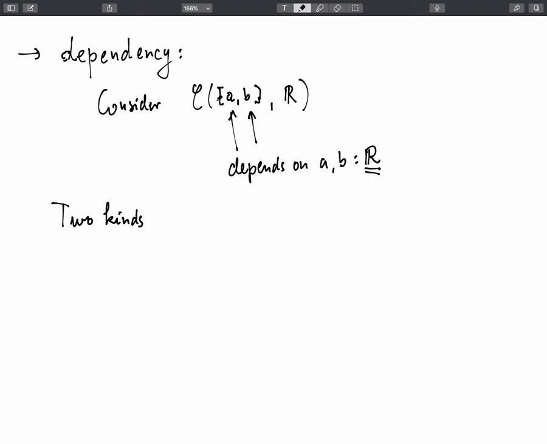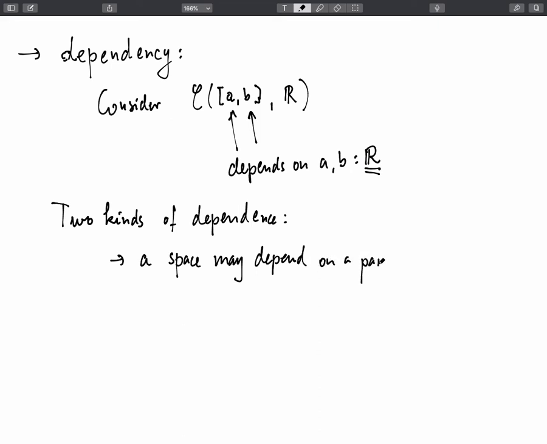If I said consider CABR, where R is a topological field or some such thing, that's a parameter. Yeah. Okay, so two kinds of dependence in mathematics. A space may depend on parameters. And a point may depend. Or an element.